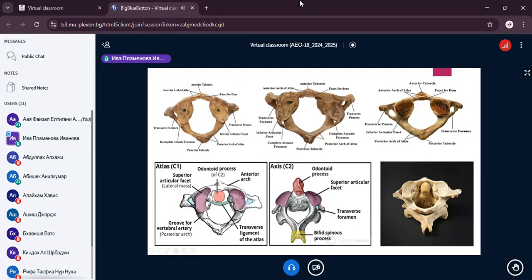What was that here? That's a part of the C2. This is from the axis. Dens axis is this one. And the one on top is the C1. This one here, what is this? This is part of the arch. That's the posterior arch, okay.